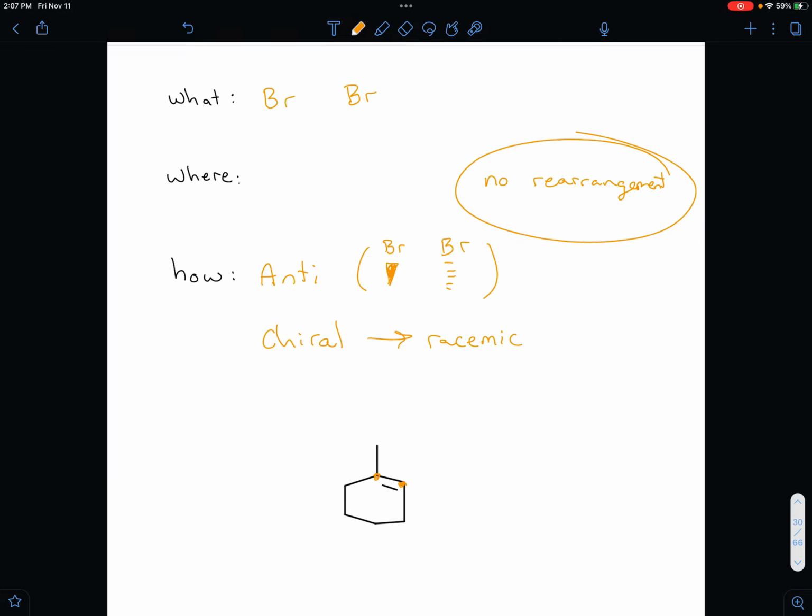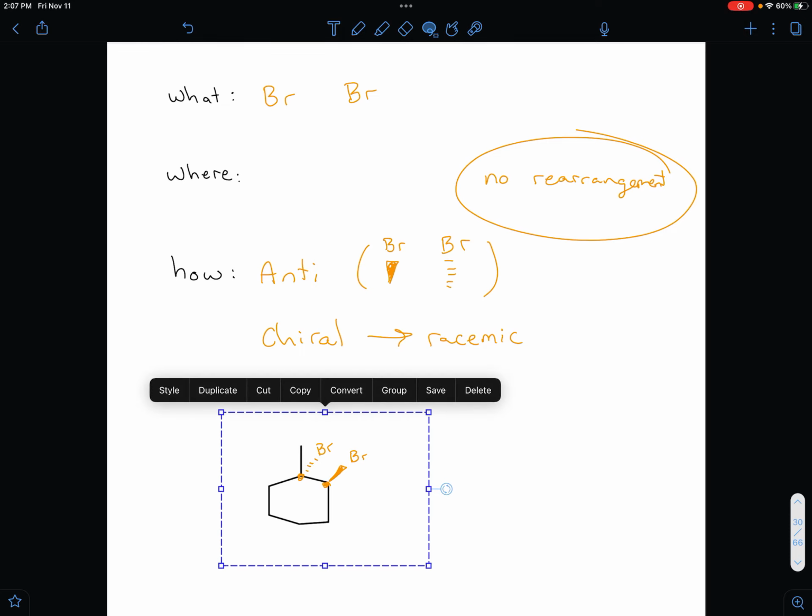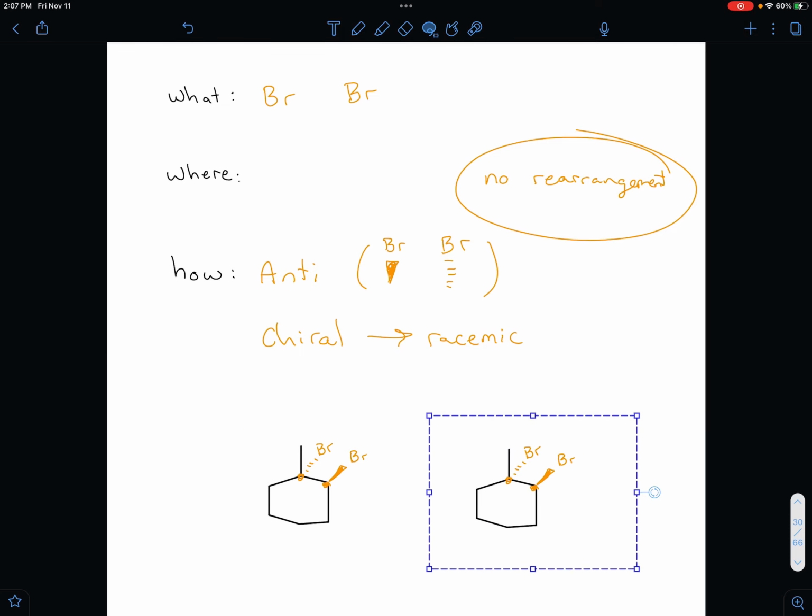Now this is a ring, and so it's very important that you show that the bromines are on opposite sides of the ring. One bromine will come towards you, and the other bromine will go away from you. And in the process of adding them, you'll get rid of that pi bond. But because we have chiral centers, we have to draw both enantiomers. We have to have a 50-50 mixture of the 2 enantiomers. So to get the other enantiomer, you switch these.